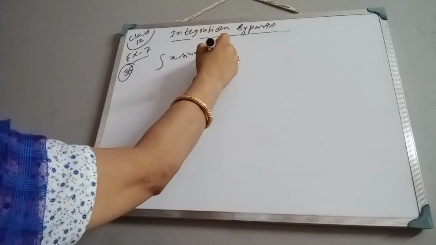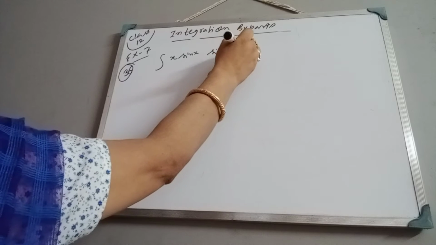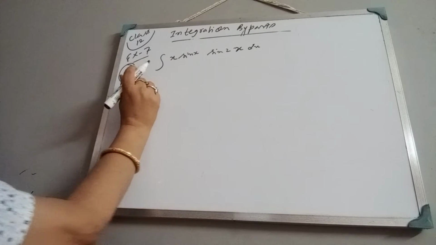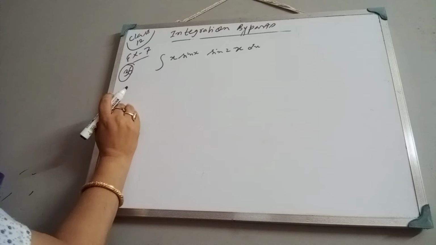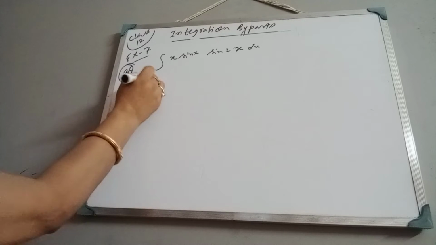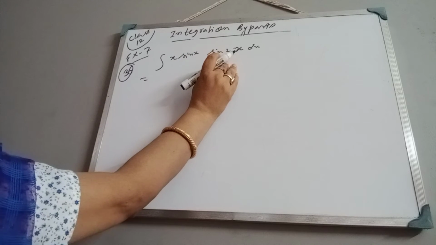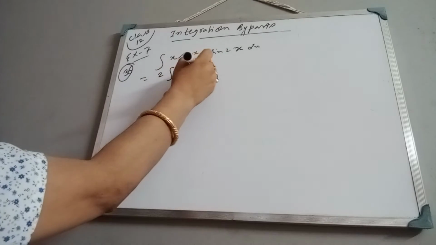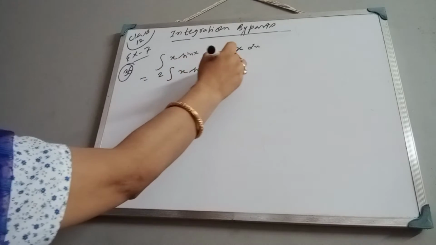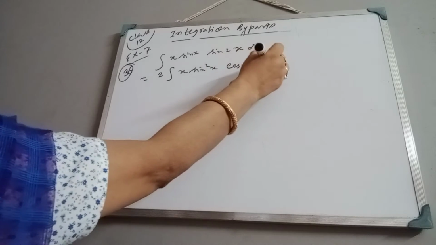Integral x sine x sine 2x dx. Sine 2x we know is 2 sine x cos x. So we can write this as 2 integral x sine square x cos x dx.